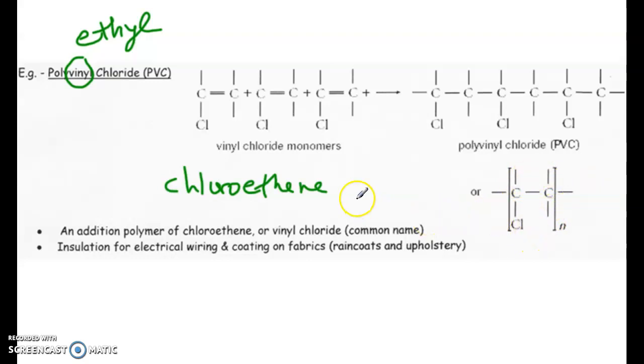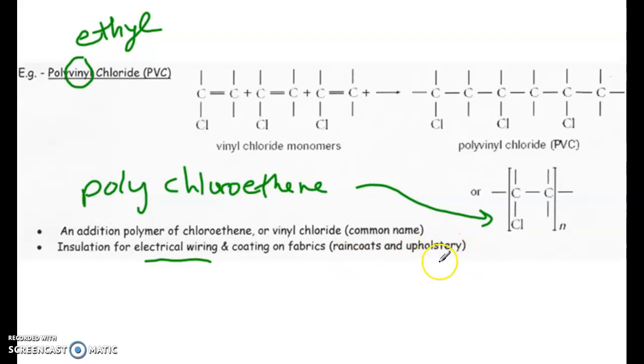So the final result would simply be polychloroethylene, right? So this is an example of an addition polymer that's actually used quite a bit on electrical wires that are a little bit thicker, like a tougher consistency. We now have coating on fabrics such as raincoats or upholstery on, let's say, a couch or a chair.